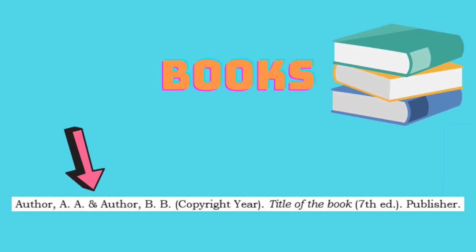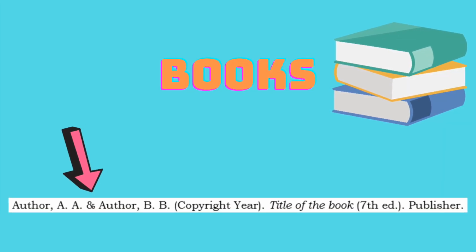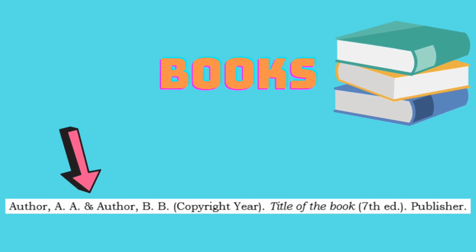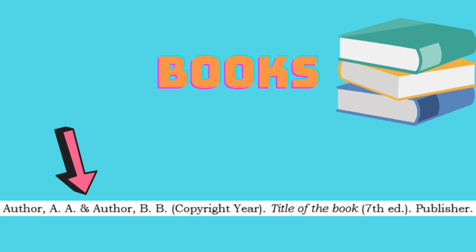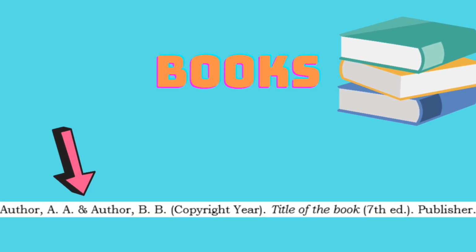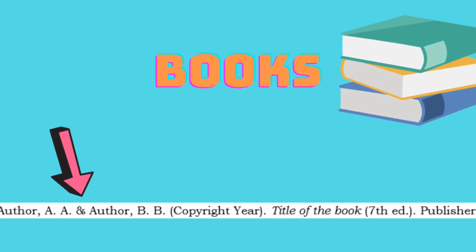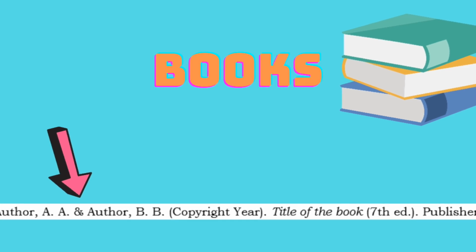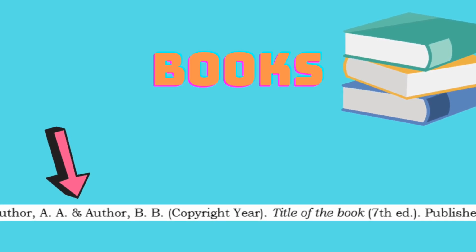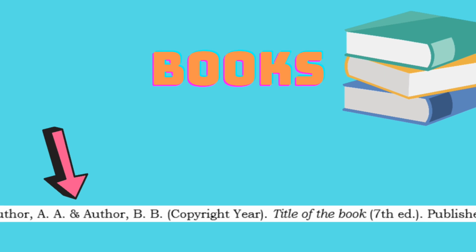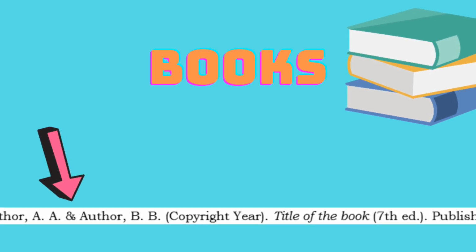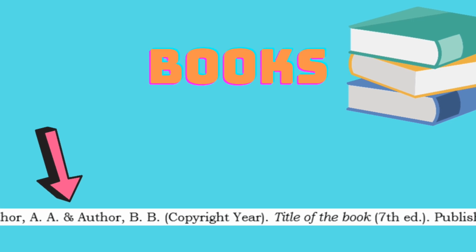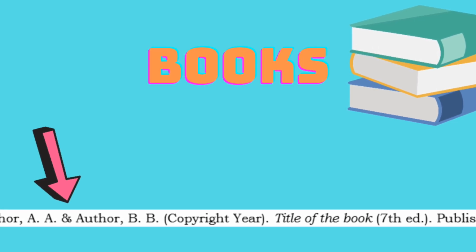Let's start with the most common reference material, which is the book. To begin, invert the names of authors. Last name comes first, followed by a comma, then the initials. There should be periods after initials. Initials are separated by a space. Follow the order of names as presented in the book. If there are two or more authors, the last author is usually separated by an ampersand.